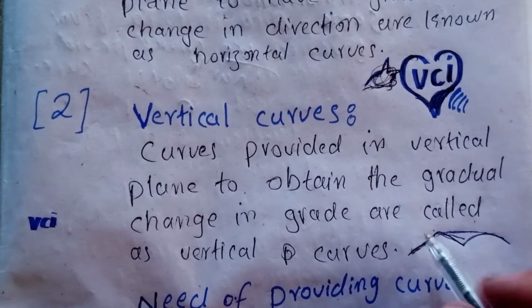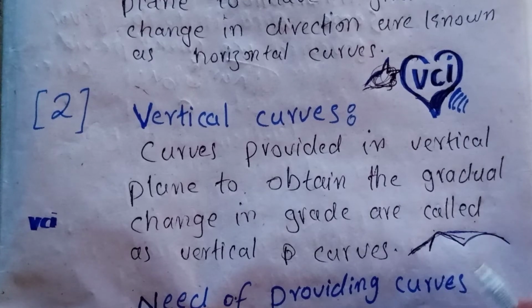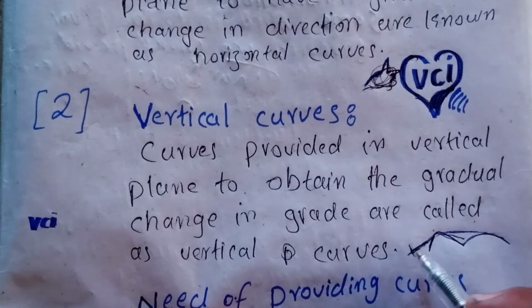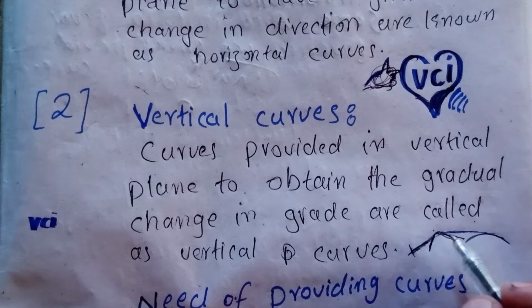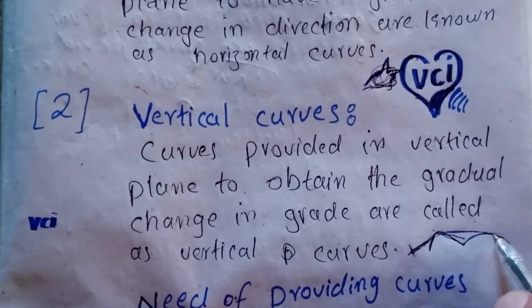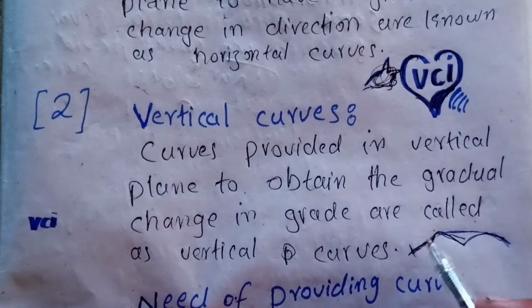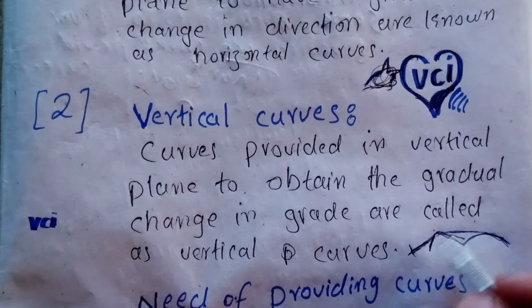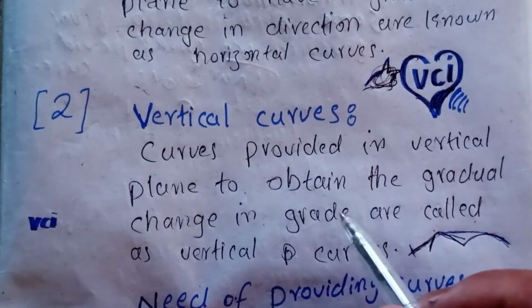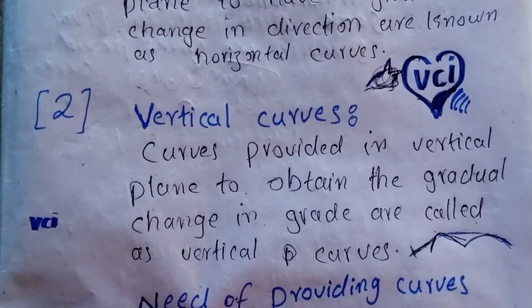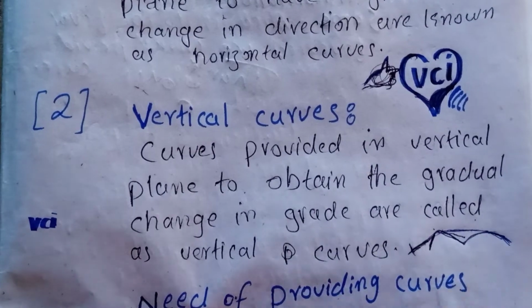According to your imagination, this is a vertical plane, but we have a grade here. So positive grade, straight, and negative grade. To get a gradual change in this grade, we will provide a vertical curve. It means that a vertical curve is mostly used in hilly areas.